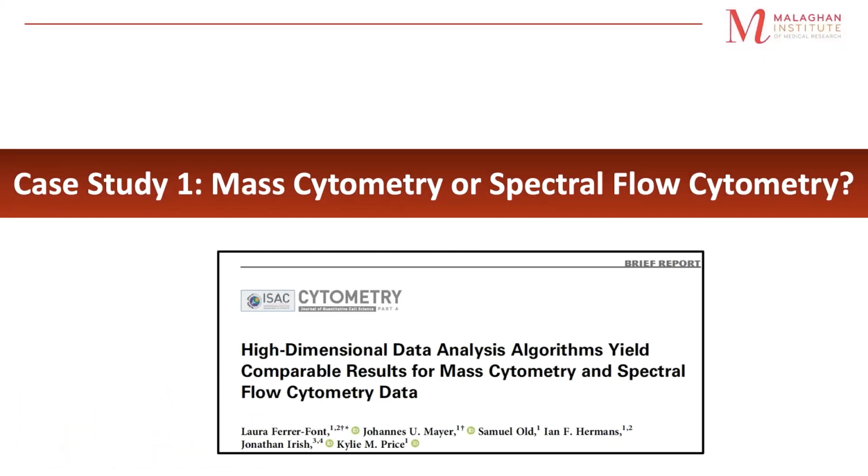As in Malaghan Institute we were early adopters of the Aurora, we thought it would be interesting to confirm the potential of this spectral flow cytometer, and that a good way to do it was to compare its performance with the gold standard technology at that time, that was the CyTOF or mass cytometry technology. So for the first case study, we aimed to determine if the Aurora could achieve similar outputs to CyTOF. And also, we were highly interested in testing if the high-dimensional algorithms that had primarily been used for CyTOF could also be successfully applied to spectral flow cytometry data.